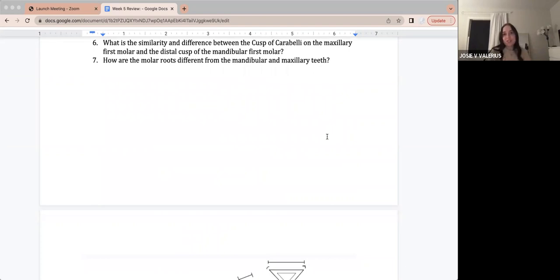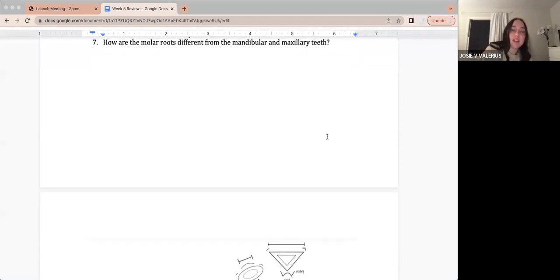Okay, and then let's see. What is the similarity and difference between the cusp of Carabelli on the maxillary first molar and the distal cusp of the mandibular first molar? So both of these cusps are fifth cusps, right? We have 4 on the maxillary first molar, and then that cusp of Carabelli, and then the mandibular first molar has 5 cusps. So these are the additional 5th cusps. The difference is that the cusp of Carabelli is non-functional. It has 0 function when it comes to grinding and mashing your food, whereas the distal cusp on the mandibular first molar is functional and it aids us in chewing, mashing up food.